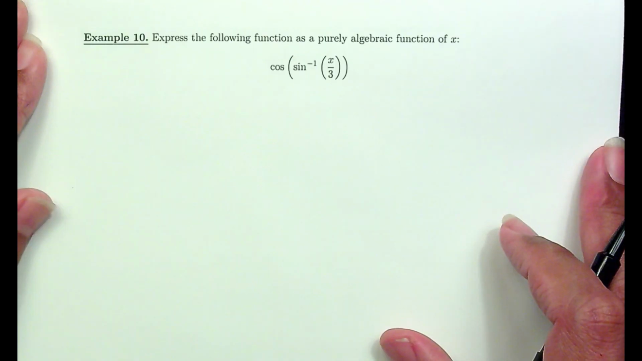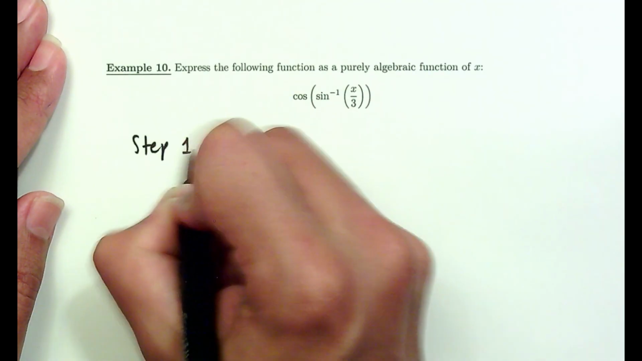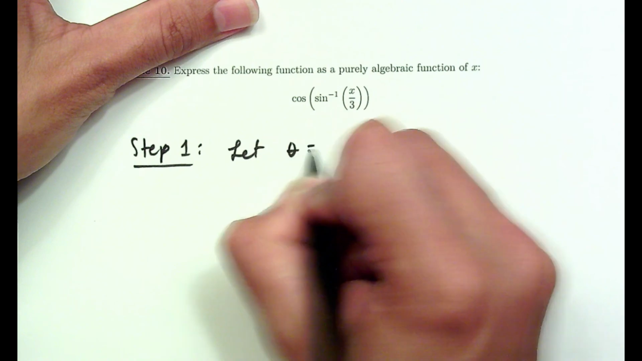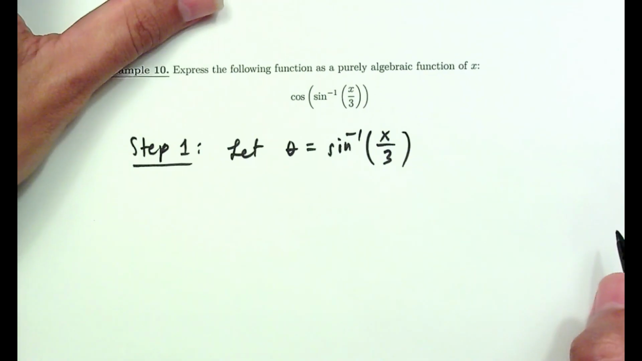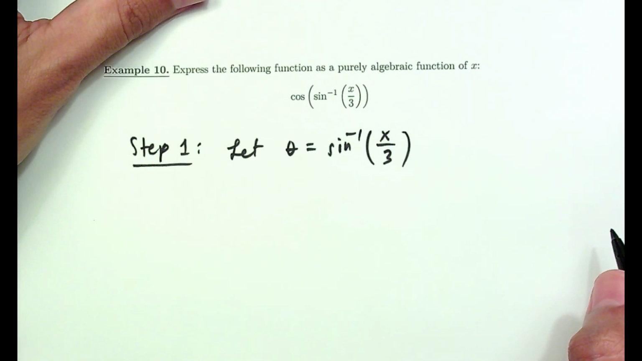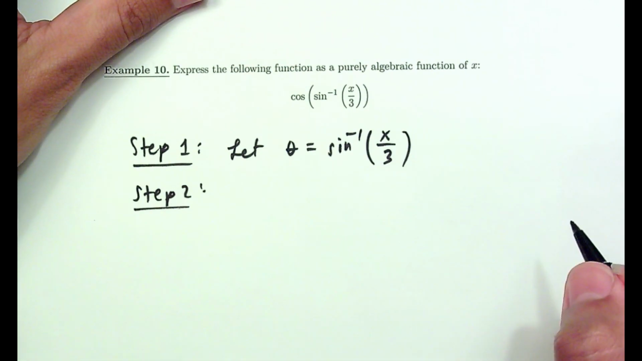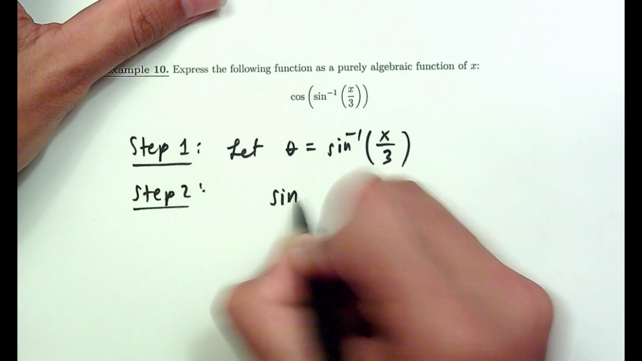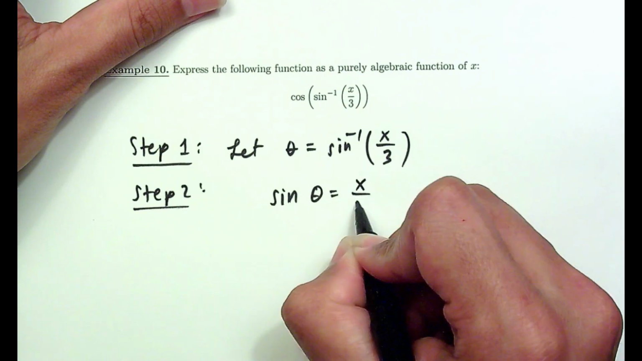Let's start. Step 1. Give a name to the inside. So let theta equal sine inverse of x over 3. Okay, step 2. Rewrite it without inverse functions. So I want to rewrite it using regular sine. That would be sine of theta equals x over 3.